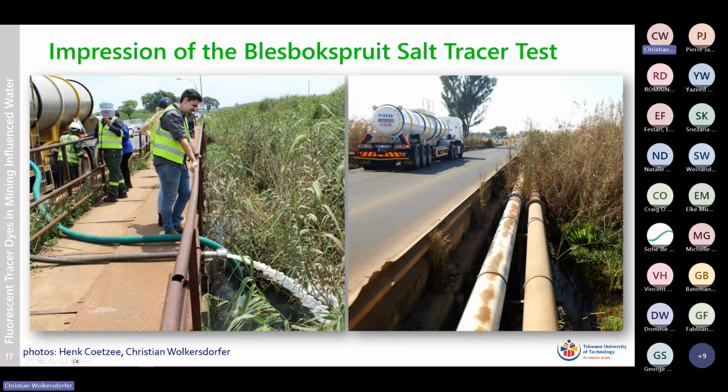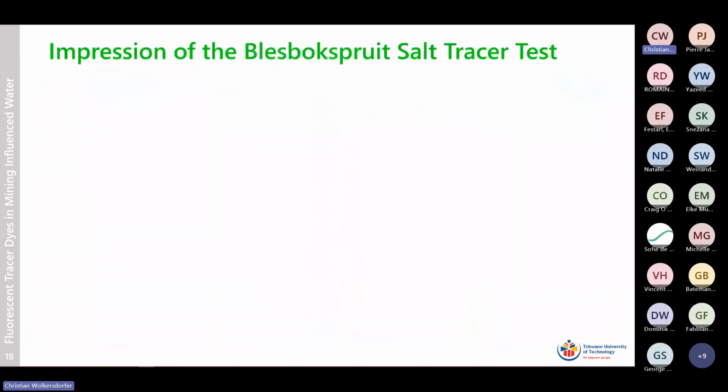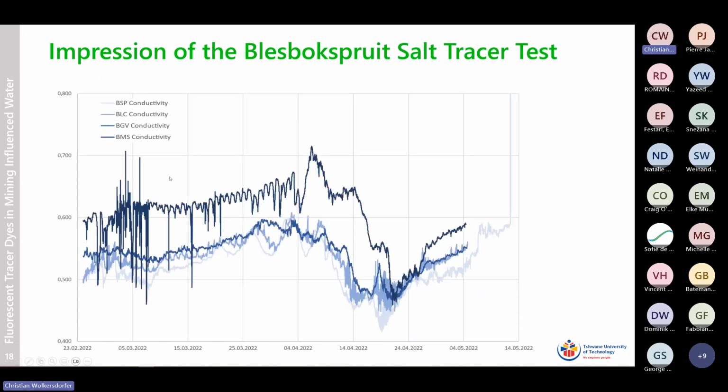We had 30,000 liters of saturated brine, which equals 11.4 kilograms of sodium chloride. We injected it into the stream. And then along the stream, we had a number of electrical conductivity meters. We had 8 in total. 4 were stolen. That's a problem here in South Africa. Vandalism for research equipment is very high. That's the reason why I only have 4 curves for you.